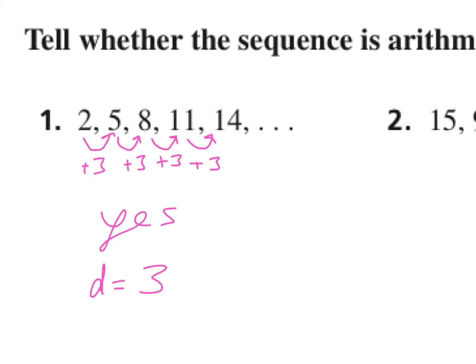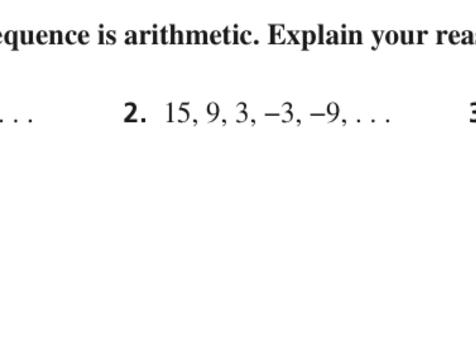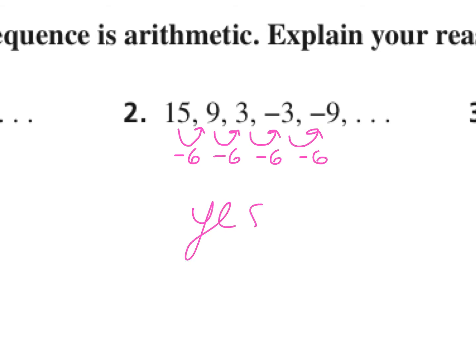Number 2. Our numbers are getting smaller. What are we subtracting here? 15 minus 9 would be 6, so minus 6. Are we subtracting 6 to get from 9 to 3? Yep. What about from 3 to -3? And -3 to -9? Yep. So is this arithmetic? Yes. And what's our common difference? -6. Awesome.